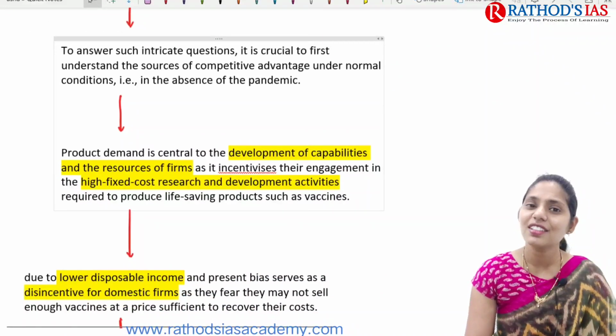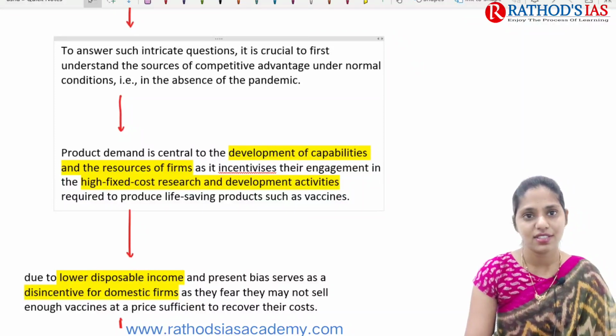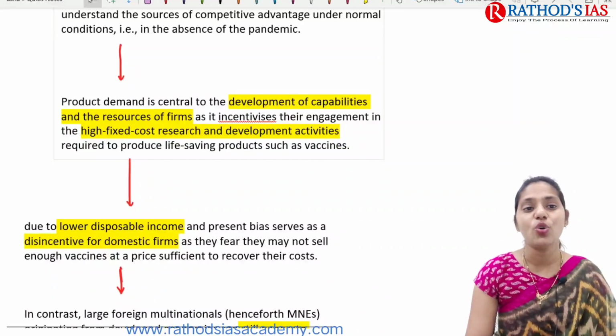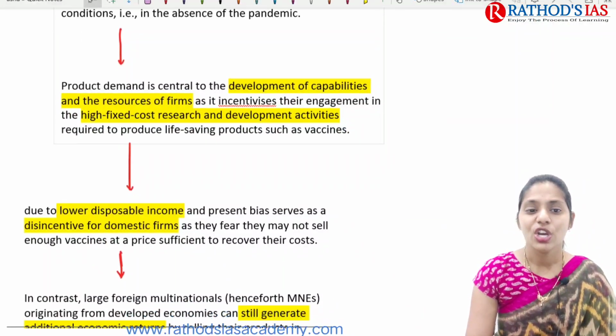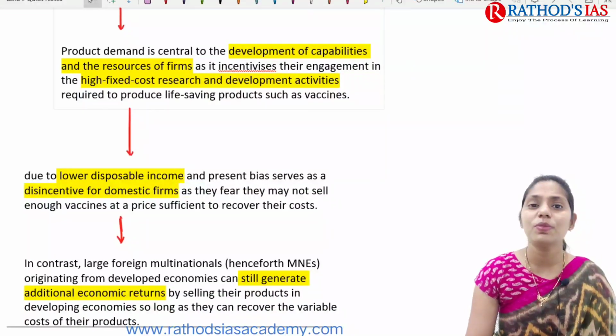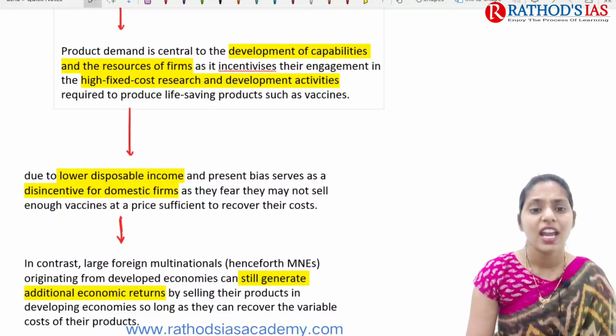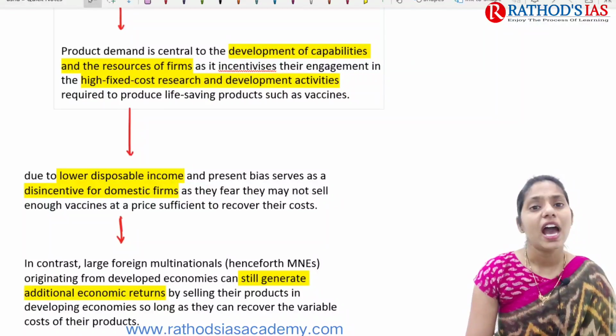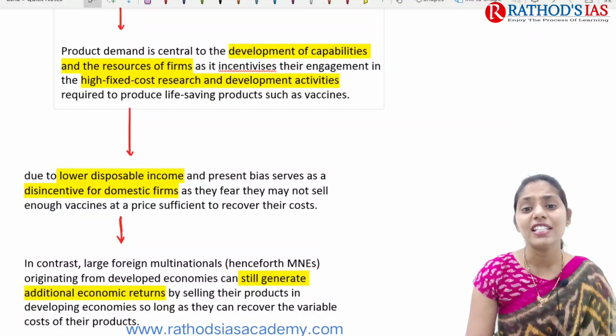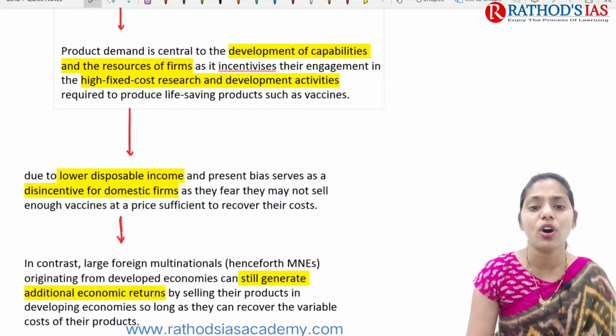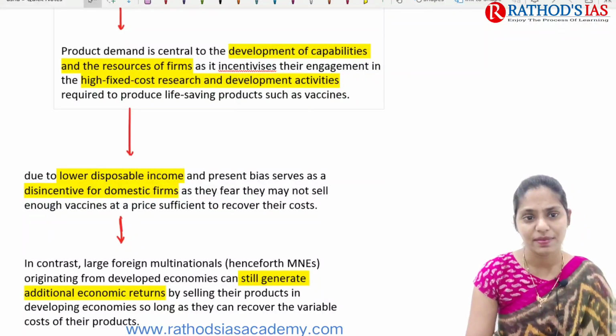For answering these types of questions, we need to understand the source of competitiveness, the competitive advantage, under normal conditions. Product demand is central to the development of capabilities and resources of firms, as it incentivizes engagement in very high fixed cost research and development activities.